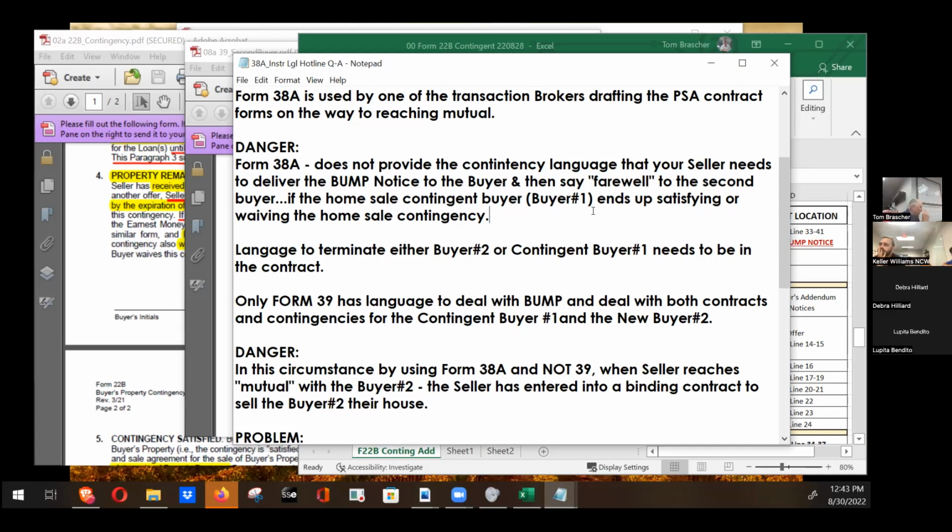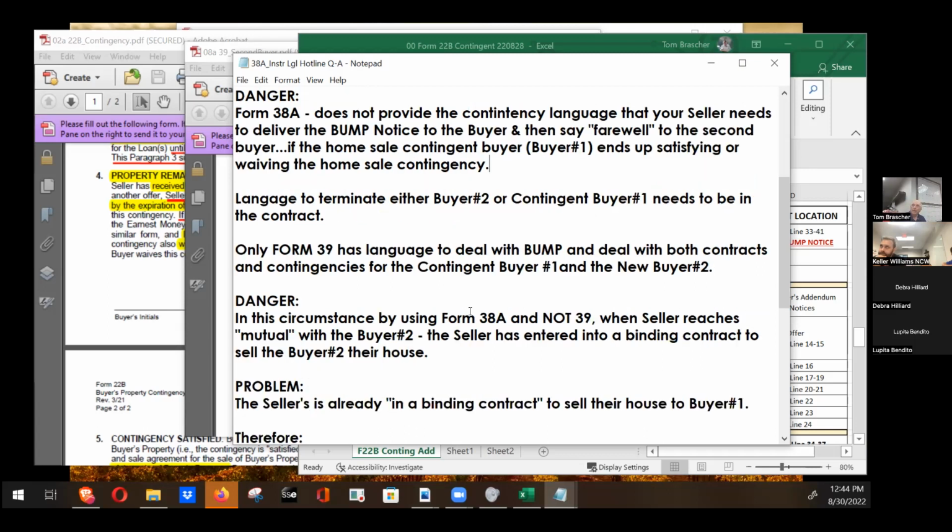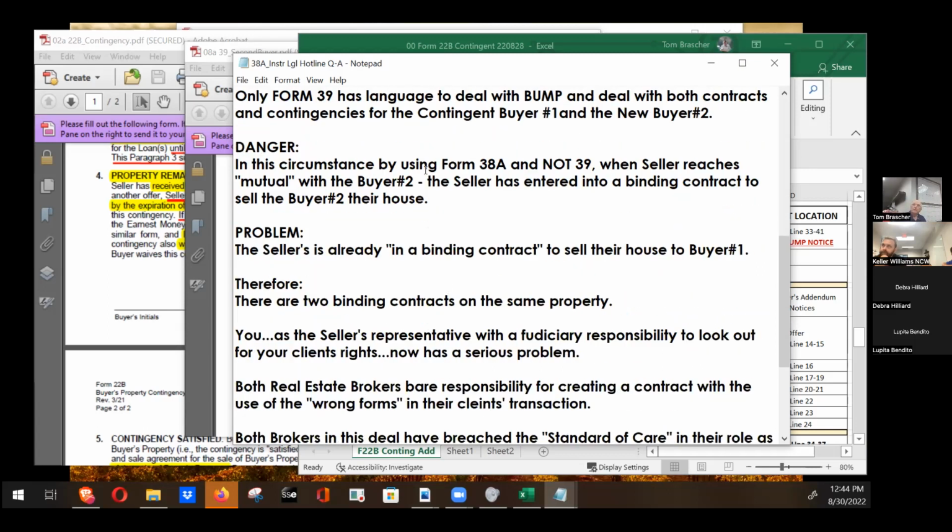That's just what we just talked about. Hey, I want that house so bad, I'll waive all the contingencies. Don't bump me. I want to go pending. And now you have to turn around to the other buyer and say, go away. If you don't have that language, you can't do that. A Form 38 does not have that language in it. Only a Form 39 does. In this circumstance, by using a Form 38A, not 39, the seller reaches mutual with the second buyer. The seller has entered into a binding contract to sell the buyer's house.